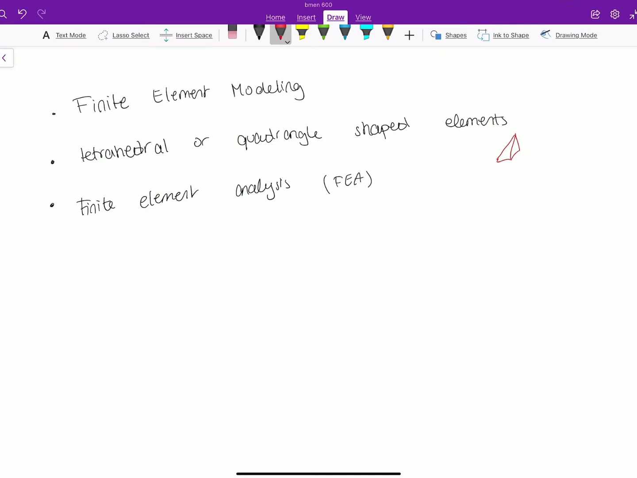One of the methods to construct an organ model is by using what's called finite element modeling, where an organ's geometry is broken down into simpler elements such as tetrahedral or quadrangle-shaped elements, where each element is studied individually by finite element analysis, or what's known as FEA. In order to construct this, 5 key inputs are required.